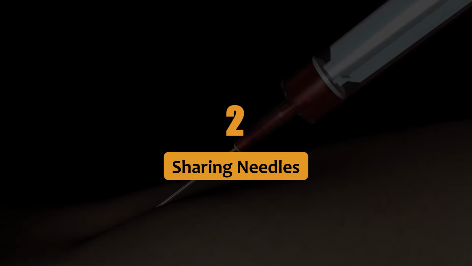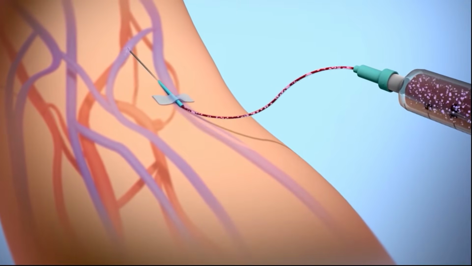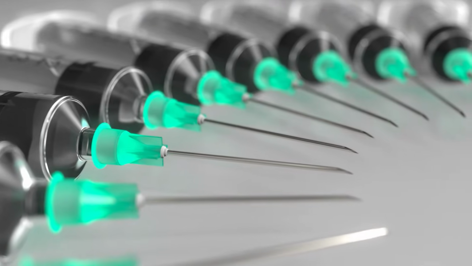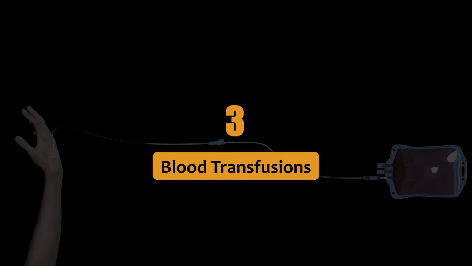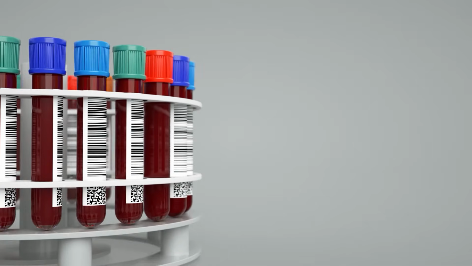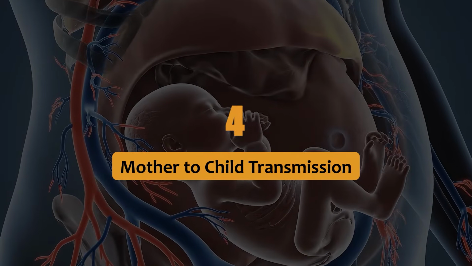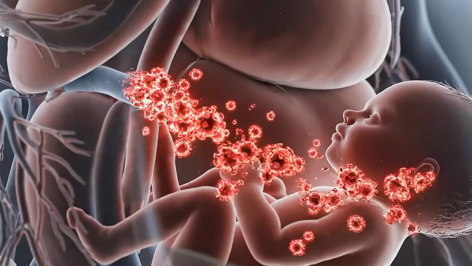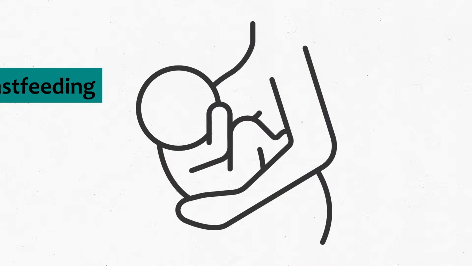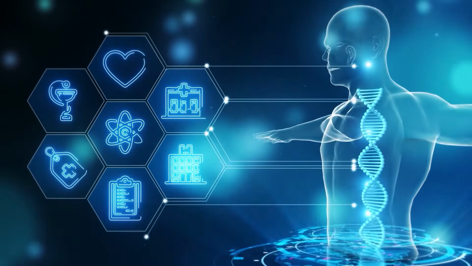2. Sharing needles. People who inject drugs and share contaminated needles have a high risk because infected blood can remain inside needles and syringes. 3. Blood transfusions. Rare today. In the past, HIV spread through transfusions, but today blood is carefully screened in most countries. 4. Mother-to-child transmission. HIV can pass from a mother to her baby during pregnancy, childbirth, breastfeeding. However, proper medical treatment can reduce this risk to nearly zero.